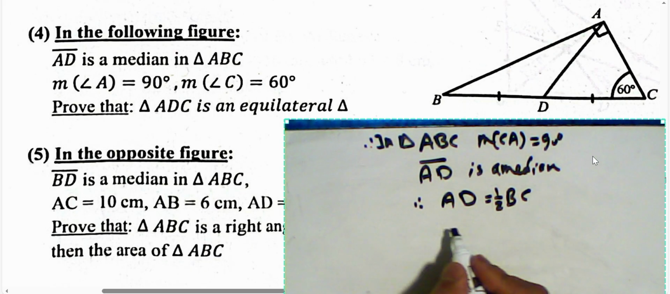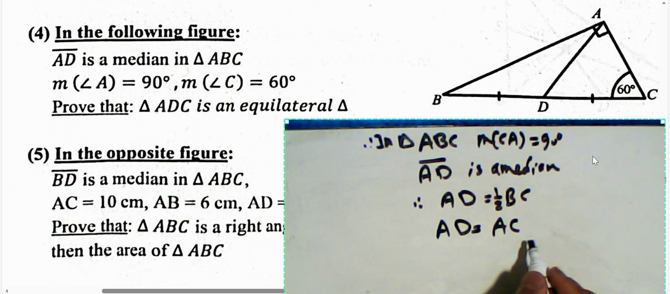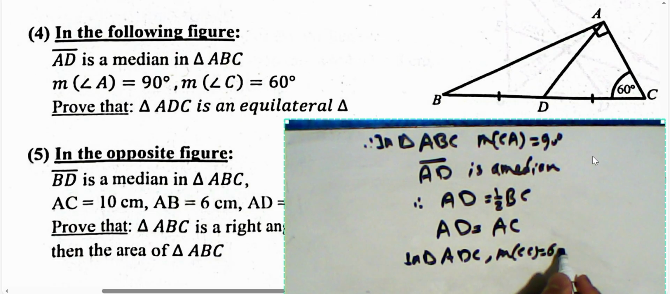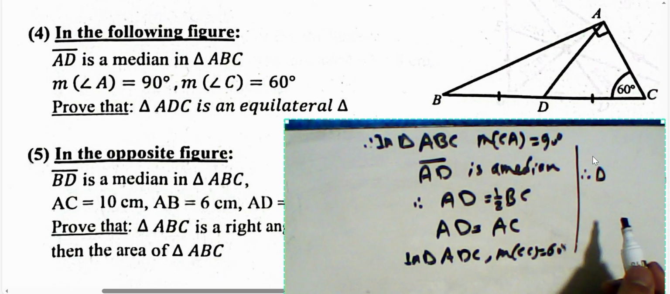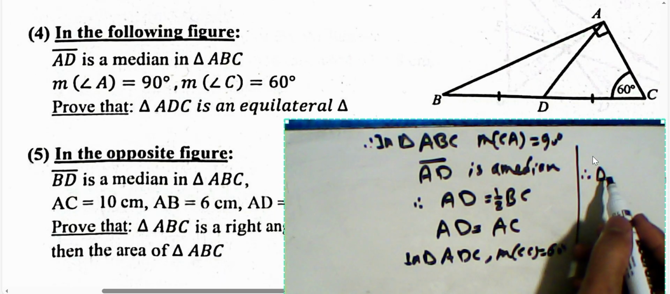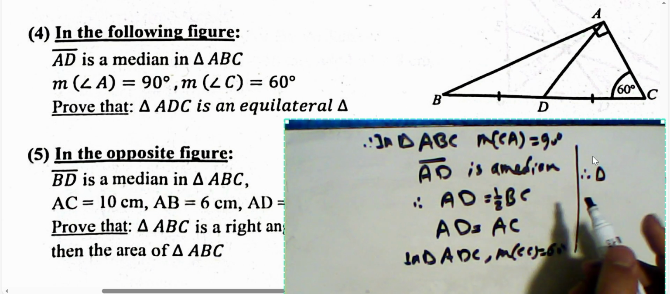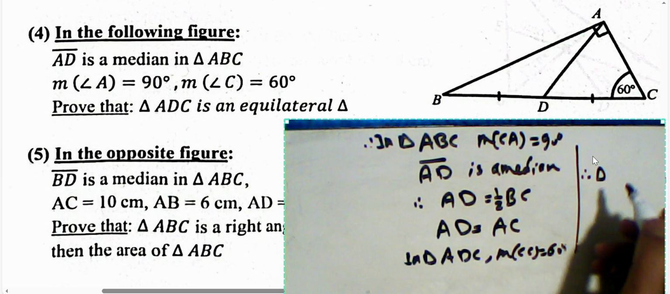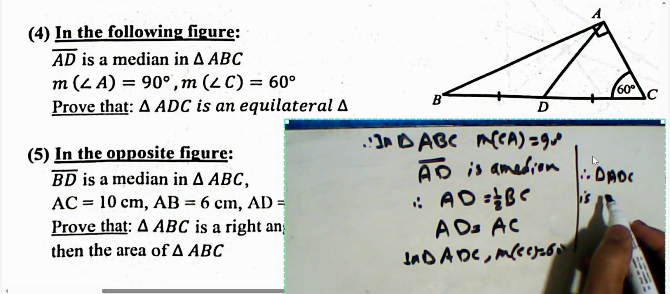Okay, it means AD equals DC. Then we have an isosceles triangle. Then in triangle ADC we also have the measure of angle C equal to 60 degrees. Then this triangle will be an equilateral triangle because we have an isosceles triangle and angle C is 60 degrees. Then triangle ADC is an equilateral triangle.